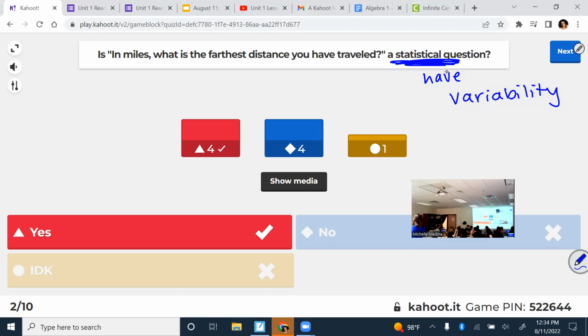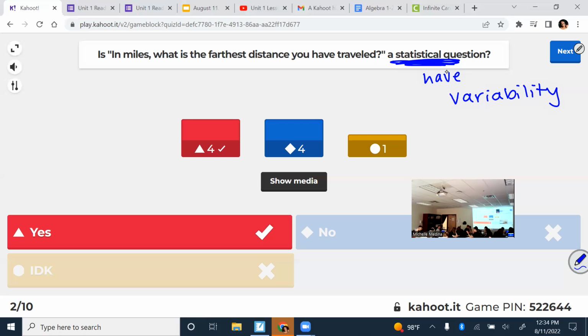What if I ask the question, when was the US Constitution ratified? Would that be a statistical question? No. Because how many answers are there to that? One correct one, right? You might say I don't know on that one, and I'll blame you.